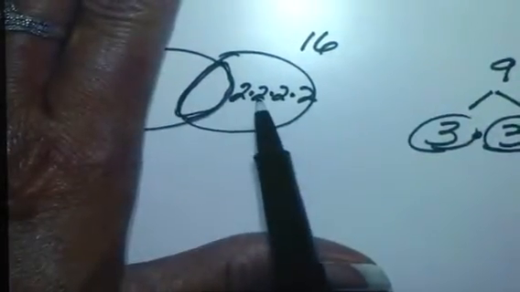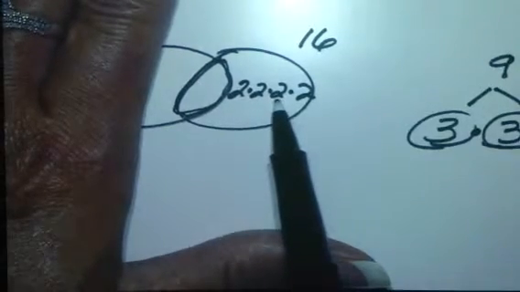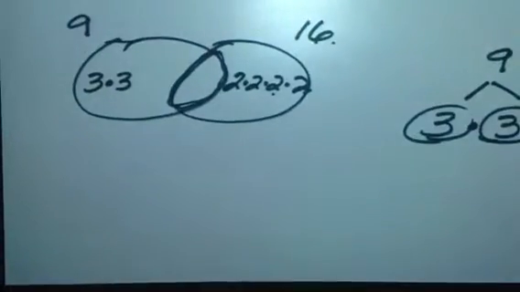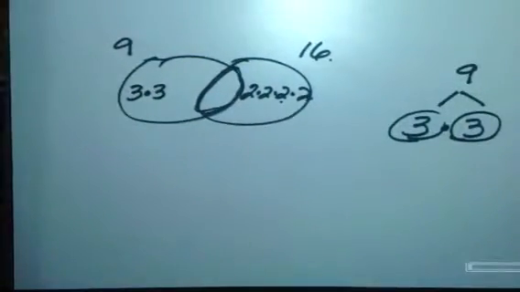Now, always double check your Venn. In the first circle, 3 times 3, does it equal 9? Yes, it's good. In the second circle, 2 times 2 is 4, times 2 is 8, times 2 is 16. It matches, so I know that my data in the Venn is correct.